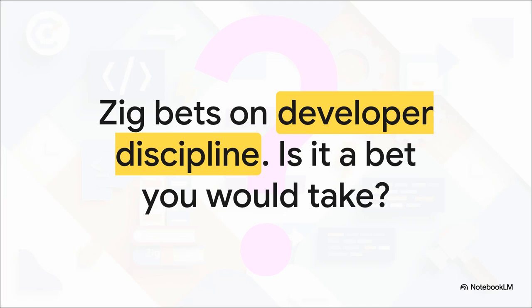And that really brings us to the fundamental question that Zig is asking the programming world. It makes a conscious trade-off. It swaps the compile time safety nets and the complexity of a language like Rust for a simpler, more direct model that puts its trust in the developer to be careful and disciplined. The question is, is that a bet you're willing to take? Only time will tell which approach really wins out in the long run.